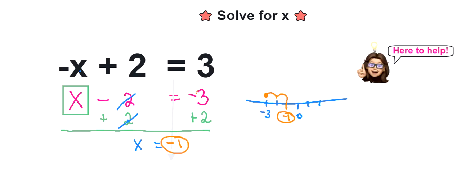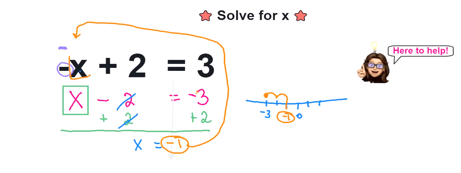Should we check the answer? I think we should. So let's go back up and put negative 1 in for x. What we got to remember here, though, is that this x in the original problem is negative. So I've got to put that negative there. Now I'm going to replace this x with negative 1 plus 2. Anybody know what happens when you have a double negative like that? A double negative makes a positive. So that's actually positive 1 plus 2 is 3.